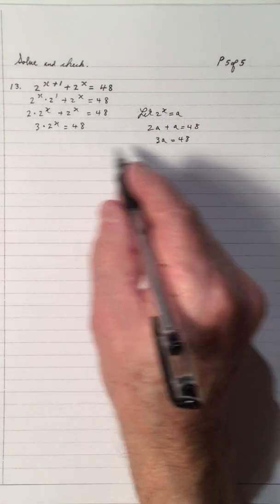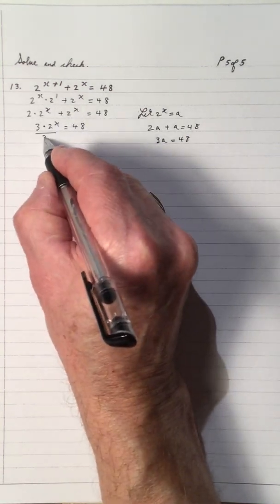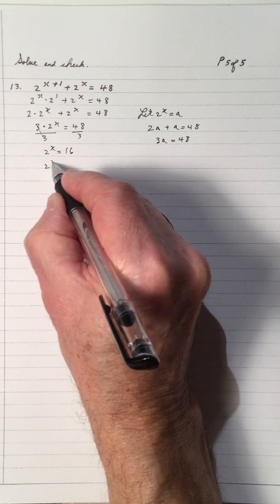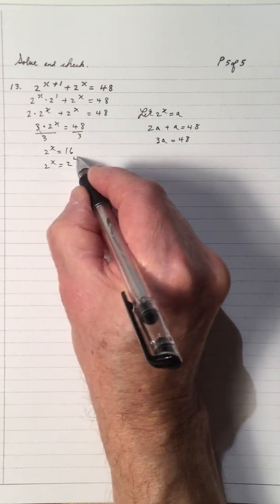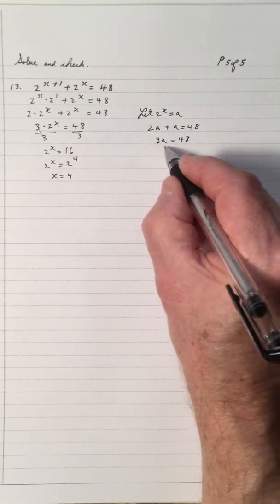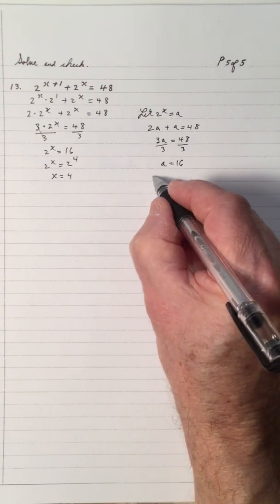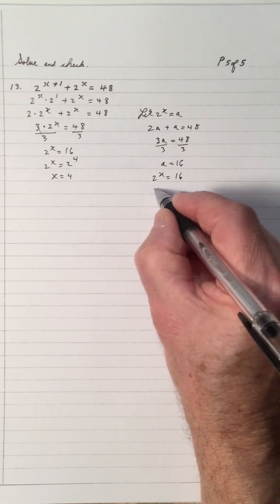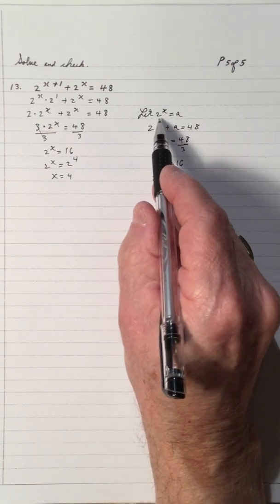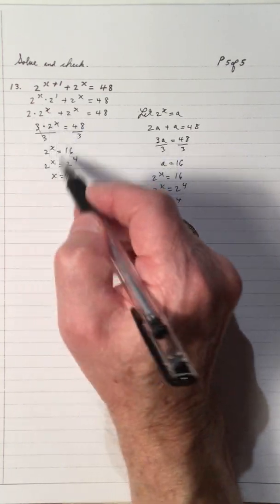So either way, I could just add these because they're like terms. If I have this, I just divide by 3. They cancel. I get 16. 2 to the x equals 16, 2 is the base, 2 to the 4, so x is 4. If I let 2 to the x equal a and get 3a equals 48, I divide by 3, and I get a is equal to 16. So a is 2 to the x, 16. 2 to the x is 2 to the 4. So if I let 2 to the x equal a, you would go down this way. If you just added these because they're like terms, then you get 4 also.